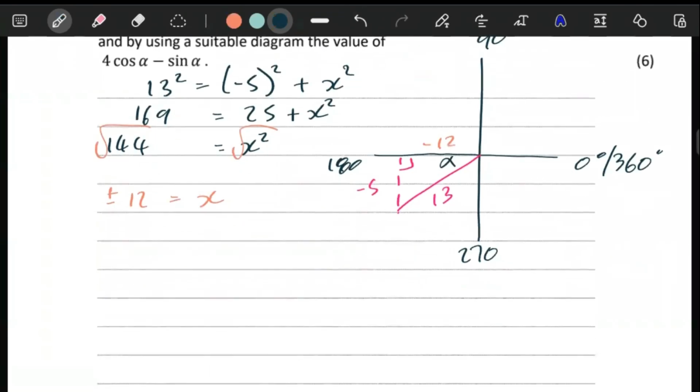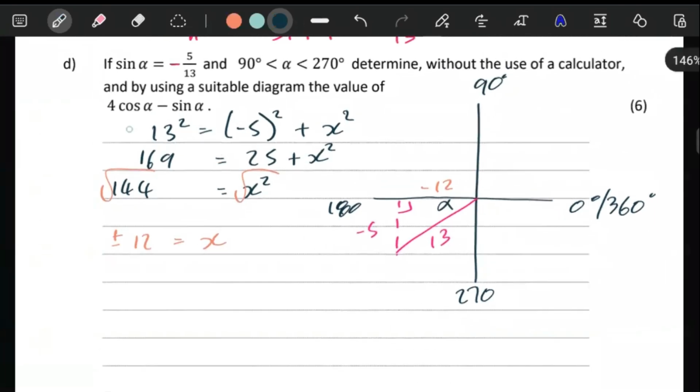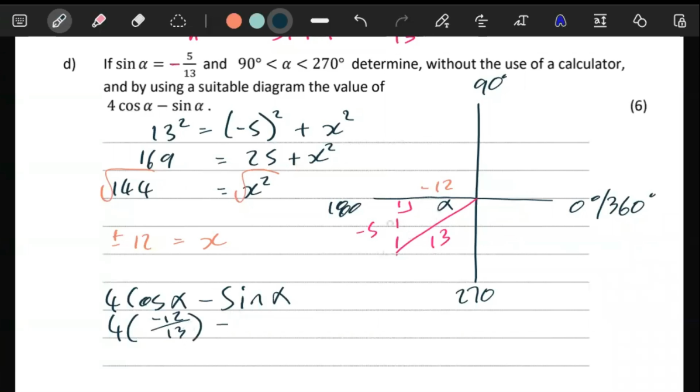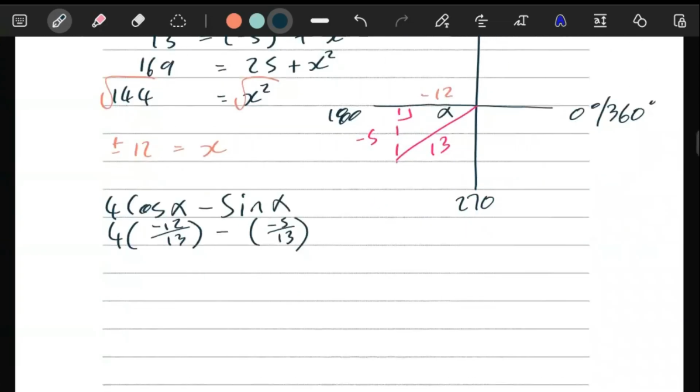So now all these other questions are going to be very easy. If they're asking for 4 cos alpha minus sine alpha, you use your sketch. Cos alpha is going to be adjacent over hypotenuse, and then sine alpha is going to be opposite over hypotenuse. There you go.